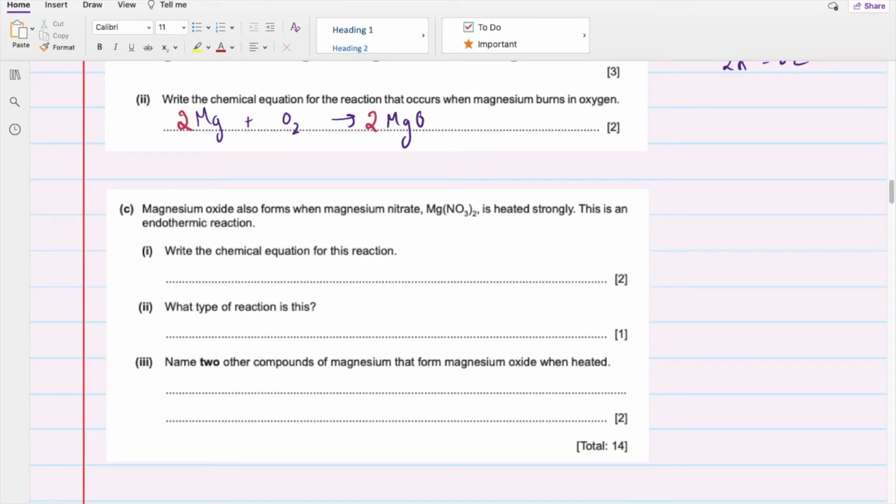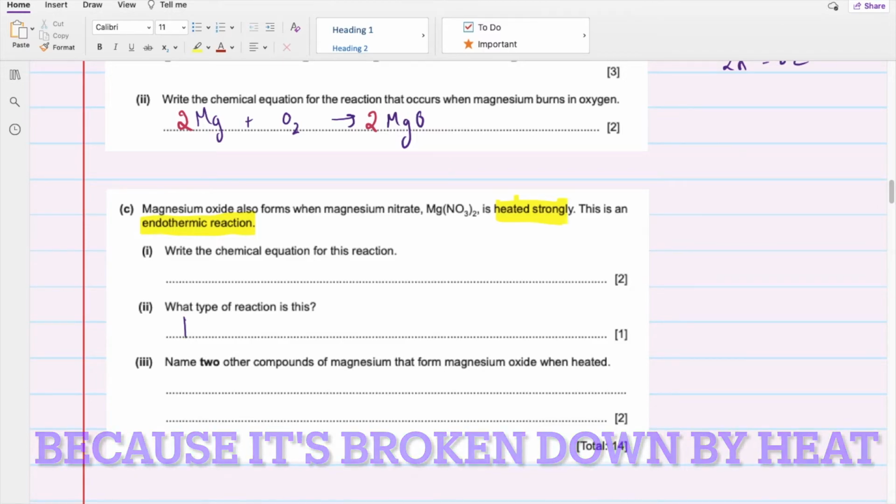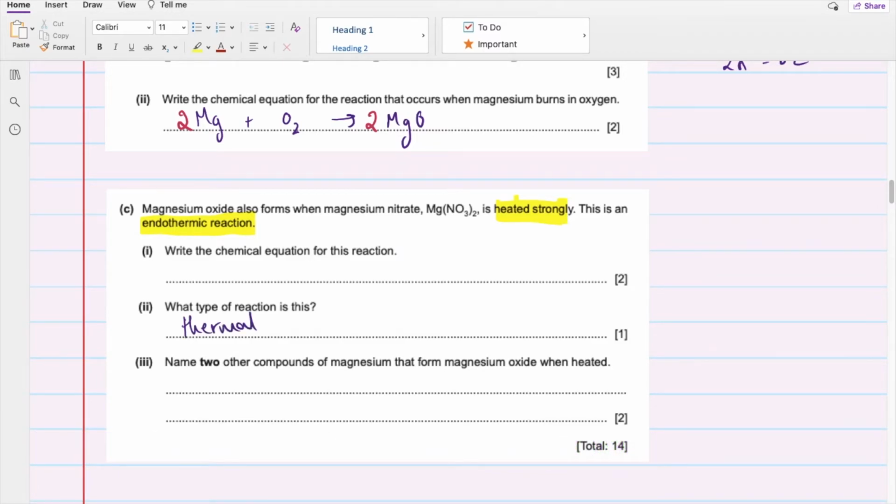So magnesium oxide also forms when magnesium nitrate is heated strongly, and it's an endothermic reaction. So when they're telling us it's an endothermic reaction, that means it's gaining energy, it's gaining heat. And when it's gaining heat, that is a decomposition or thermal decomposition reaction. That's part 2 of this question, but we can solve that right away. Thermal decomposition.